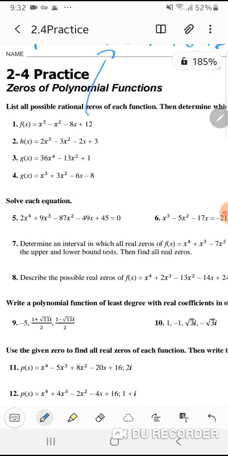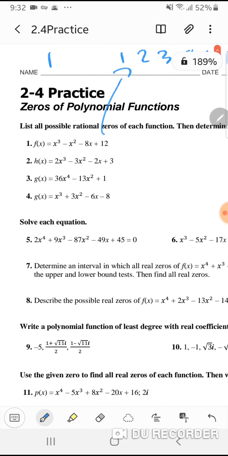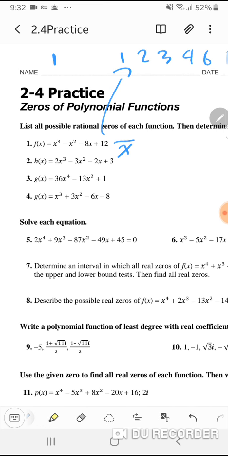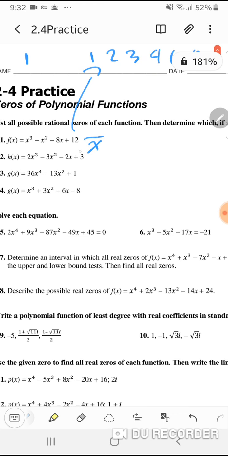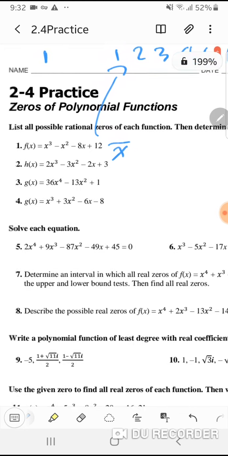To list all rational zeros, we actually have to do x and y. What I mean by x and y is the possible numbers that make up these numbers that I wrote down here. So 1 is able to make 12, because 1 times 12 equals 12. 2 is able to make 12, because 2 times 6 equals 12. 3 times 4, 4 times 3, and 6 are all able to make that number 12.